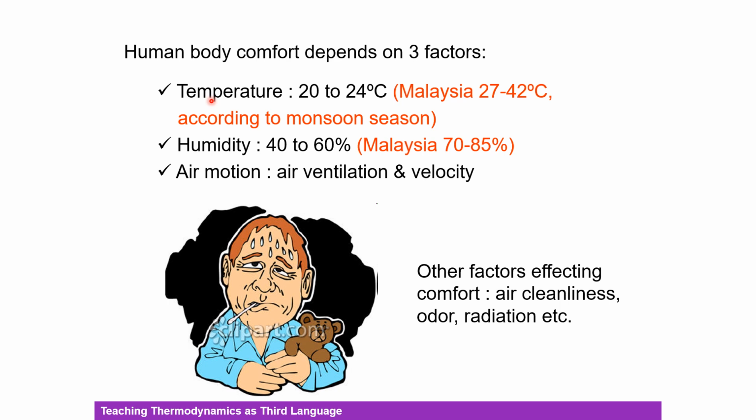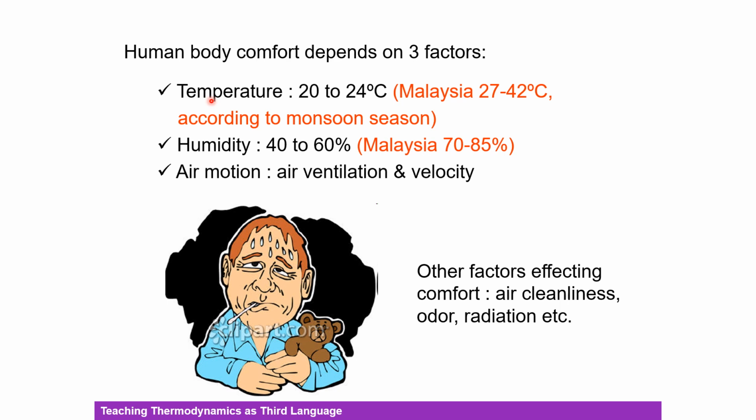So if you look at it, our human body can be viewed as a heat engine whose energy input is food. As with any other heat engine, the human body generates waste heat that must be rejected to the environment if the body is to continue operating.